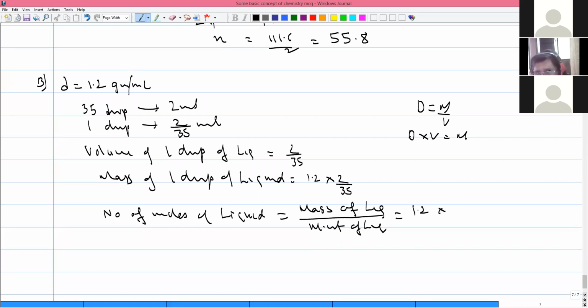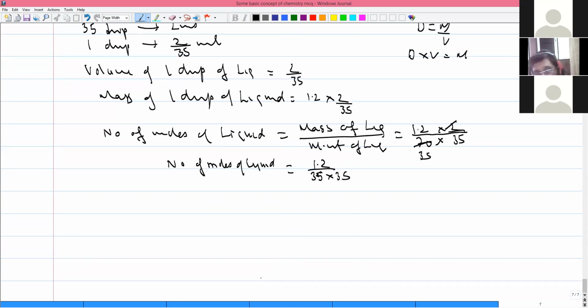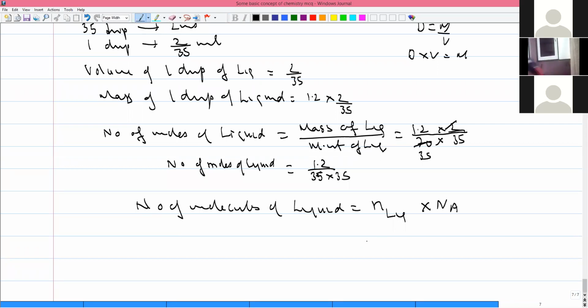Molecular weight of liquid diya hai. What is mass of liquid? 1.2 into 2 upon 35 divided by molecular weight. Molecular weight of liquid kitna hai? 70. Okay. So this will cut 35. So this will be 1.2 upon 35 multiplied by 35. So this is number of moles of liquid. Now, number of molecules of liquid is equal to number of mole of liquid into Avogadro number.